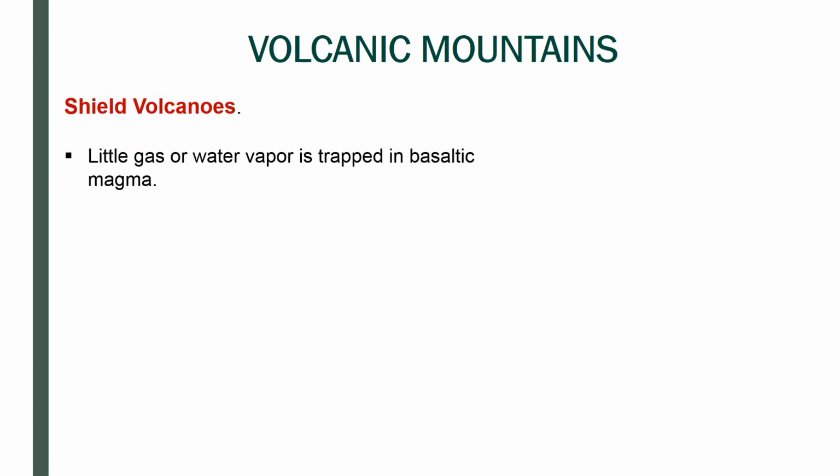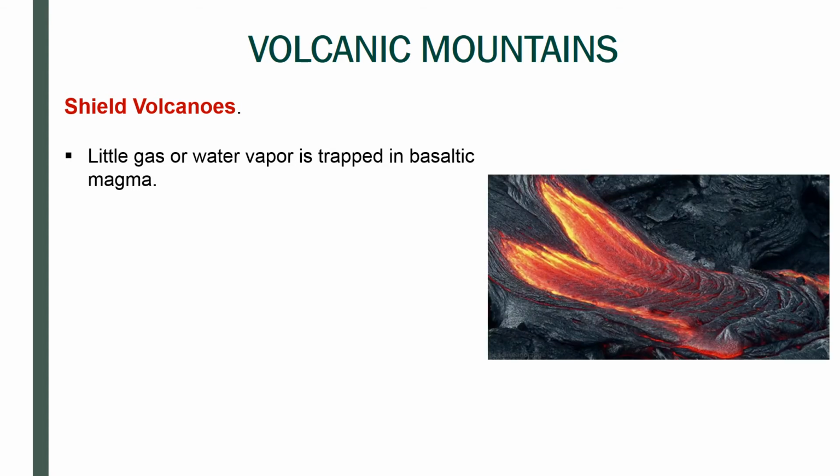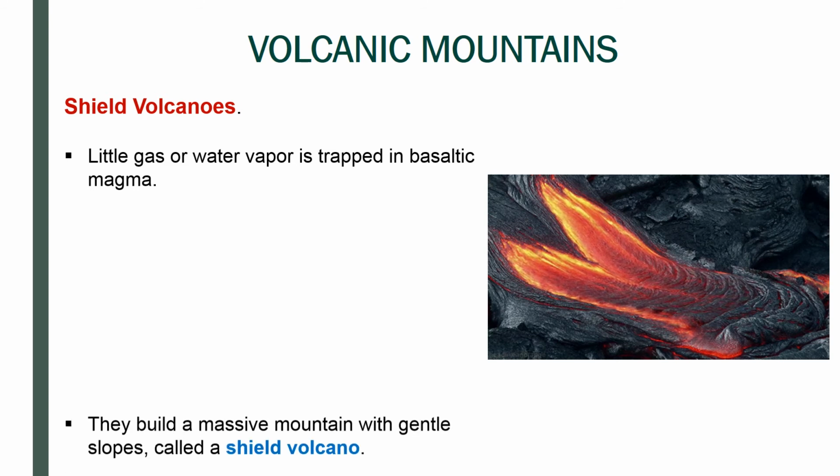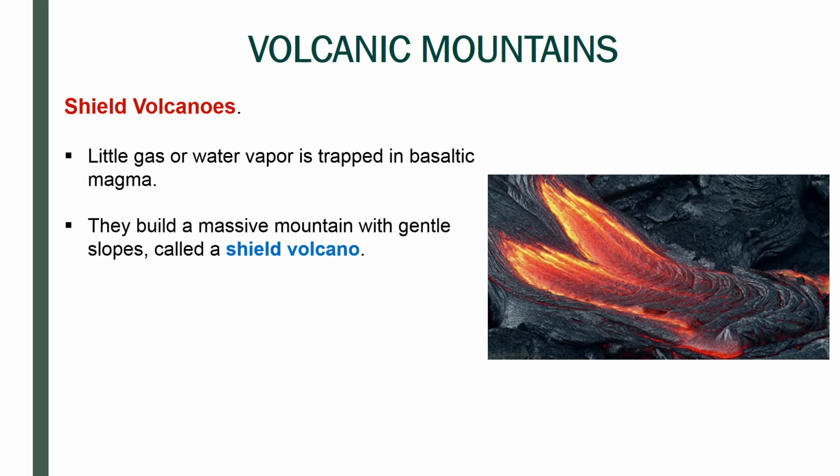Second type, still we will talk also still on shield volcanoes. Those lavas have a little gas or water vapor trapped in basaltic magma, and you can see how they flow very smoothly. You can see a very nice picture of a shield volcano, and they build a massive mountain with gentle slopes, not steep slopes. We call them shield volcanoes. Okay, so they cover large areas.